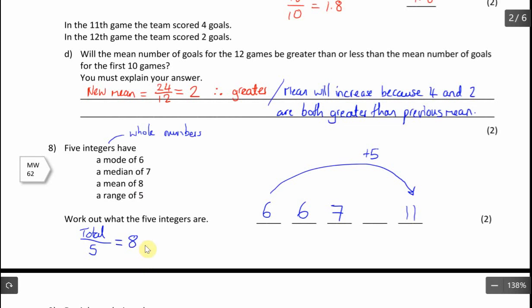And what I can do using this is work out what that total should be. Something divided by 5 is 8. So that total must be 8 times 5, which is 40. If I add up what I've got here at the moment, I've got 6, 12, 19, plus 11 is 30, so this number must be 10.